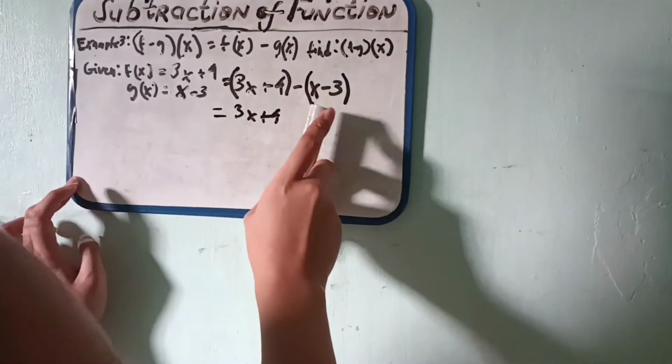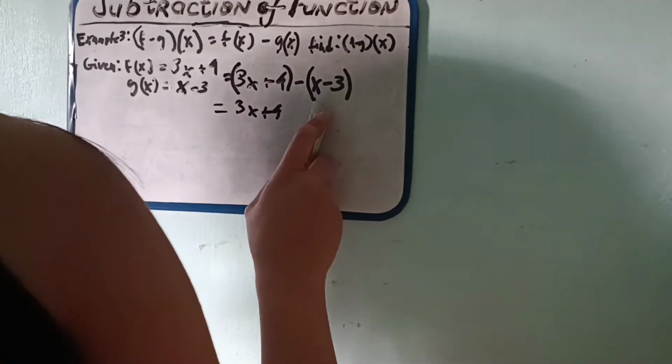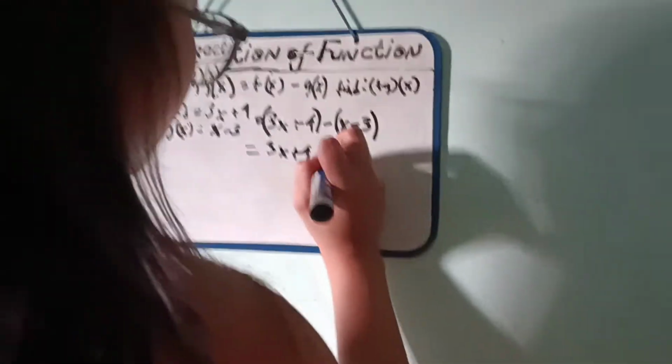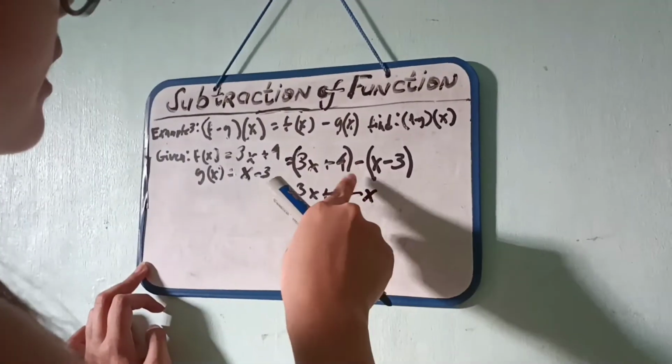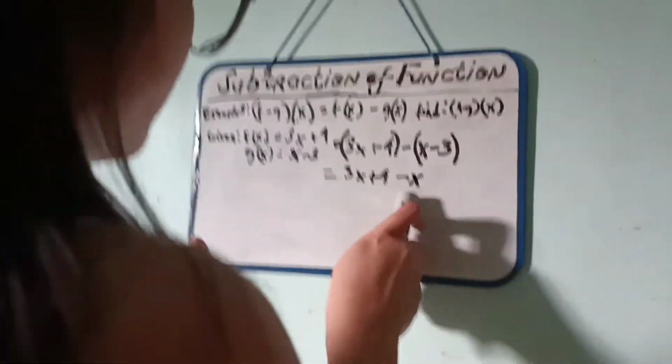Negative times negative x. That would be negative x. I mean, negative times positive x. That would be negative x. Negative times negative. Since both sila ng sign, nagiging positive yan.